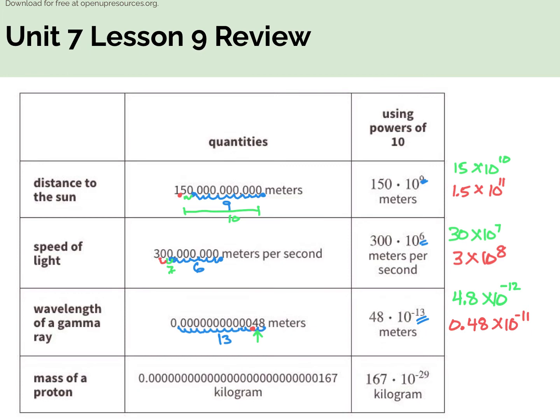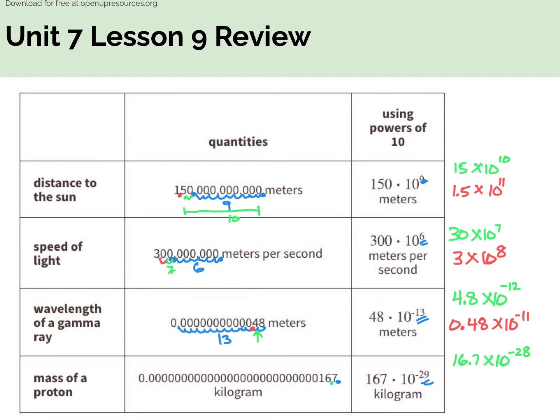Let's try the last one, mass of a proton. So again, we can start and count all the way over here. If you actually count all of those decimal places, we do get 29. And again, it's a negative exponent because it's a number between 0 and 1. It's really, really small, right? Because it's a proton, part of the masses of cells. And again, we can move it so that it's here, and we say it's 16.7 times 10 to the negative 28. We can count how many decimal places there are, and there's 28 of them.